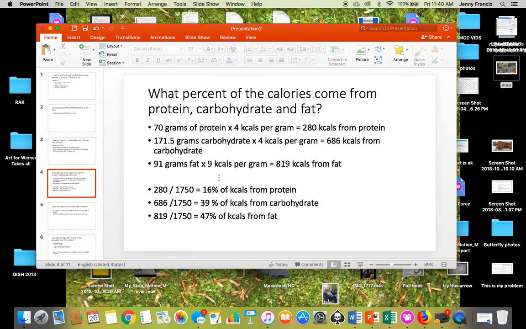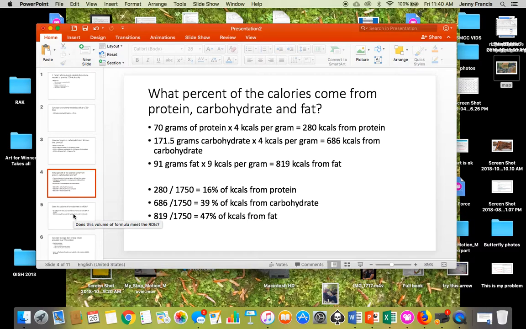Another way to check your math is to make sure that these 3 numbers, 280, 686, and 819, total up to roughly the total number of calories. So if you add these together, they're going to roughly equal 1,750, or for your calculations, whichever numbers you used. Okay, so that is how you answer that first part of the question.